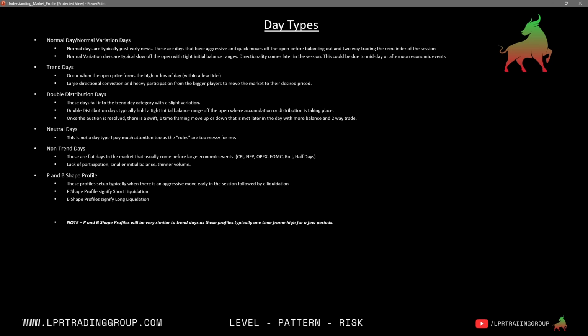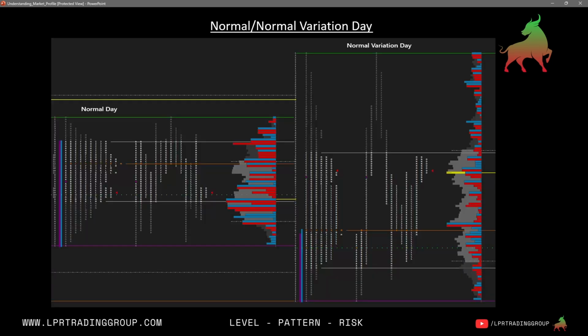They typically open slow with a tighter 30-minute or 1-hour initial balance range. Directionality comes later in the session. This could be due to midday news or an afternoon eco event. Let's pop over to normal and normal variation days here.